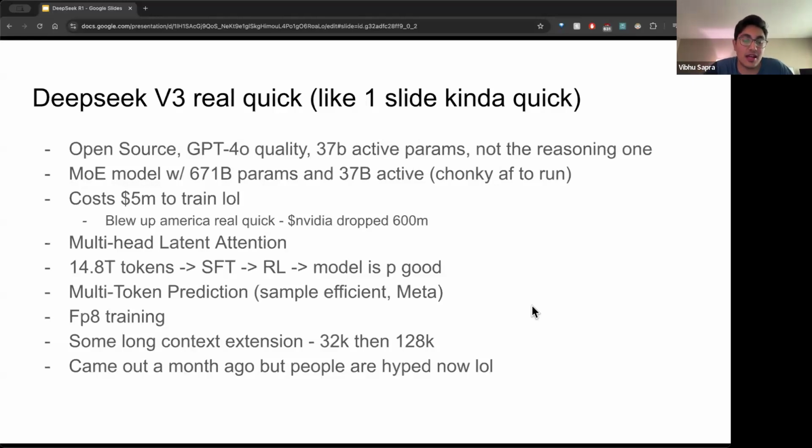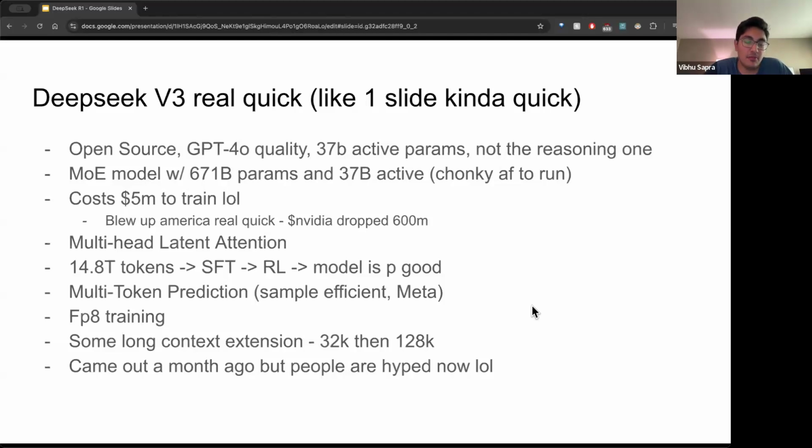They had a few steps to this. They trained it, then they did two stages of context length extension. First, they train it as a base model, then they do some 32K and 128K context length extension. Trained it on about 15 trillion tokens, very standard: train it, do SFT, do RL. The model is pretty good.